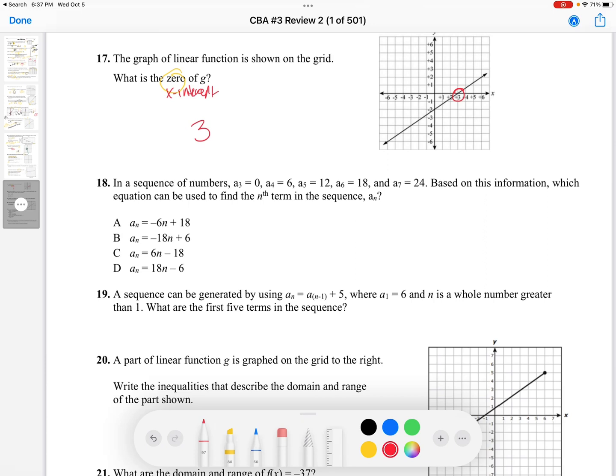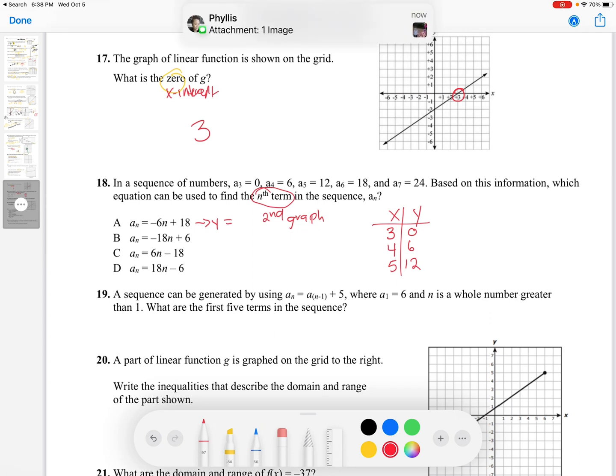Now 18, it says in a sequence of numbers, A3 equals 0, A4 equals 6, A5 equals 12, and so on. Find the nth term in the sequence. My suggestion is to plug each of these into y equals, then press second graph to look at the table. What you're looking for is a table that when you scroll down and you get x equals 3, you find that y is 0. When x is 4, you find that y is 6. When x is 5, you get y is 12. And so on and so forth. And the only one that's going to do that is C. That's the only one.